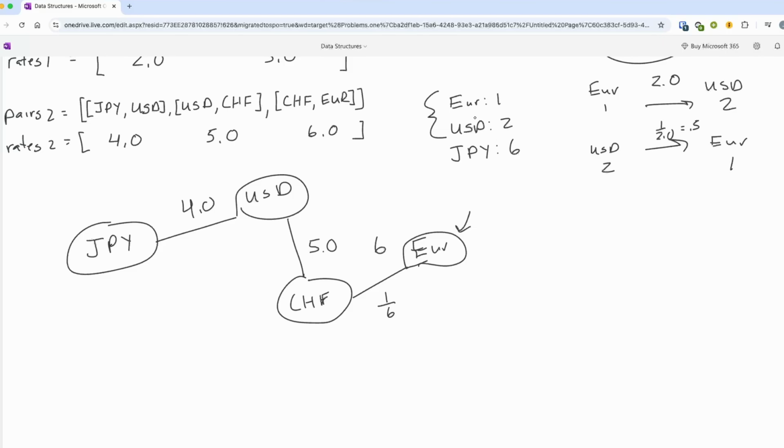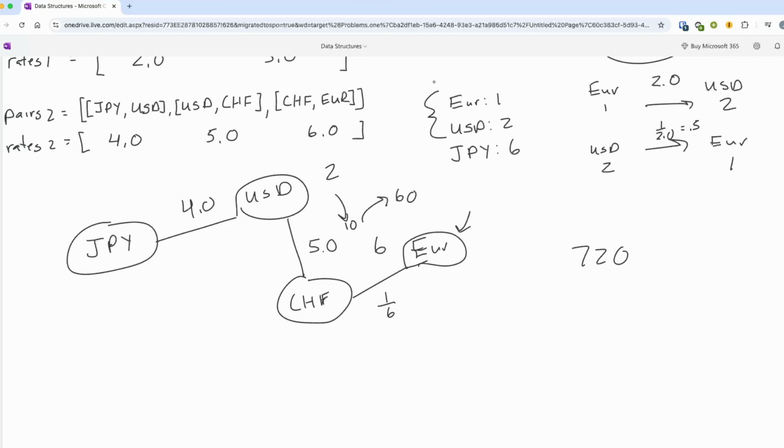We also try out USD. So let's see if we had USD. Well, if we had 2 originally, we can convert it to 10 here and then to 60 here, right? So that's another option we could do. Or we could start with our JPY. We could say we have 6 times 4 times 5 times 6, which gives us that 720.